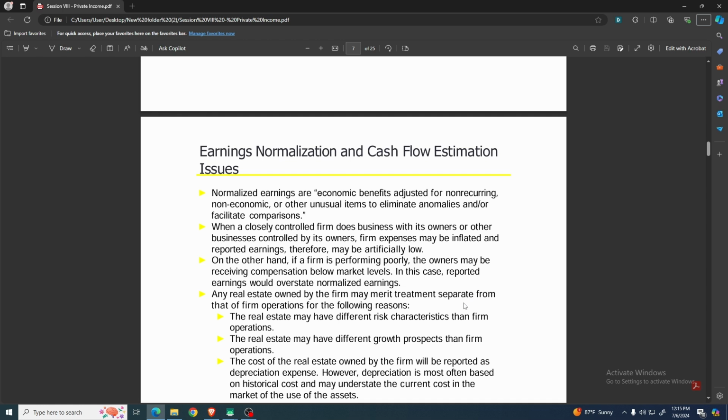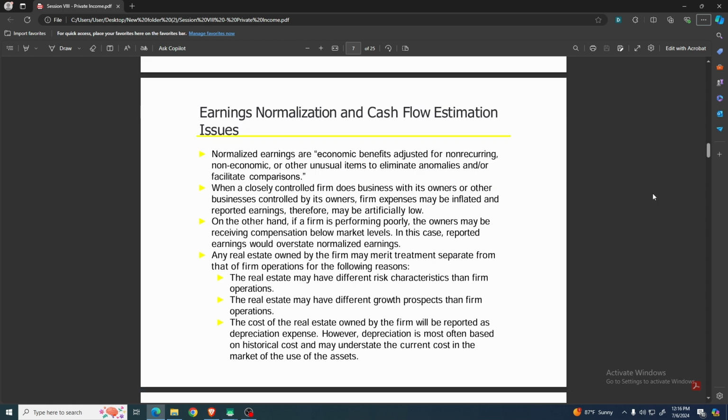And then you have the impact of a related party transaction. Here you are dealing with inflated or deflated expenses. So what are these? When a closely controlled firm does business with its owners or other businesses controlled by its owners, reported earnings may not reflect the true economic reality. For example, expenses might be inflated if the firm overpays for services from a related party. Conversely, if owners receive compensation below market levels, the earnings might be artificially high as the undercompensation is not reflected in expenses.